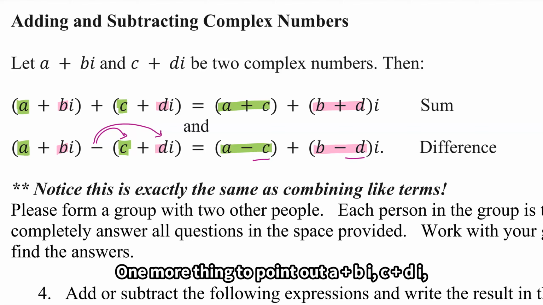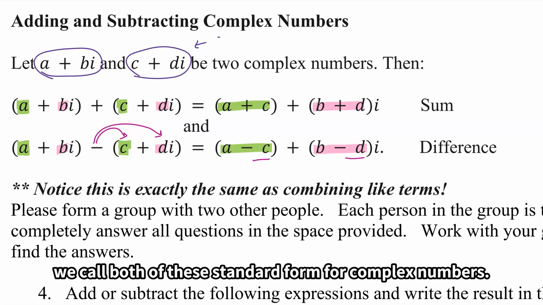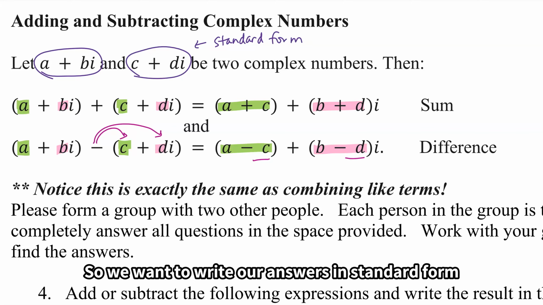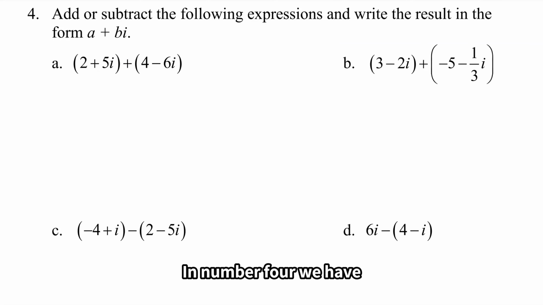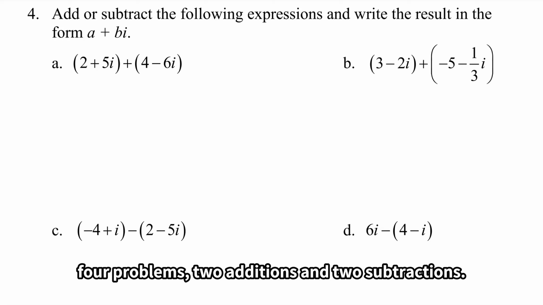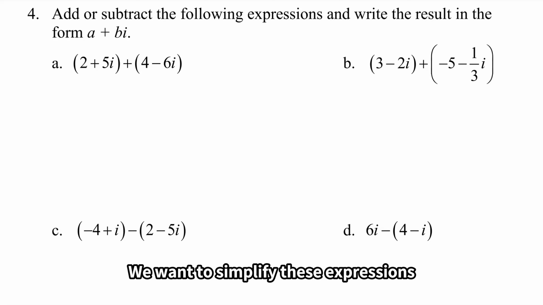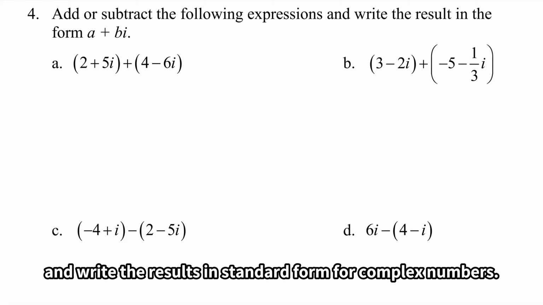One more thing to point out, a plus bi, c plus di, we call both of these standard form for complex numbers. So we want to write our answers in standard form for complex numbers when we're working with them. In number 4, we have 4 problems, 2 additions and 2 subtractions. We want to simplify these expressions and write the result in standard form for complex numbers.